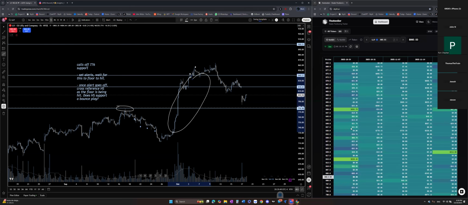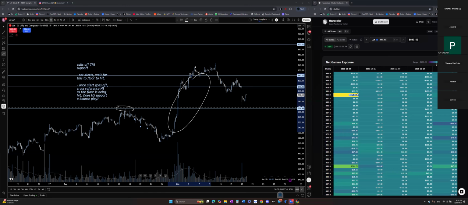We really wouldn't touch heat maps or take plays if the node is three figures or less. So I'm looking for nodes from at least 1,000 and up. We have seen it work for earnings. Yes.